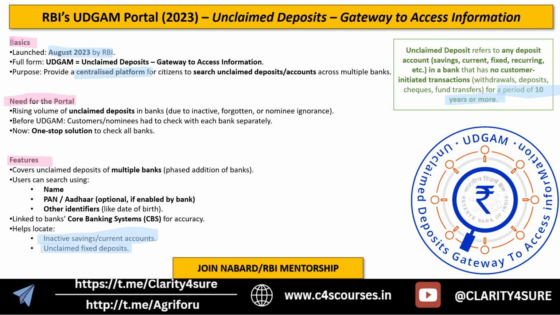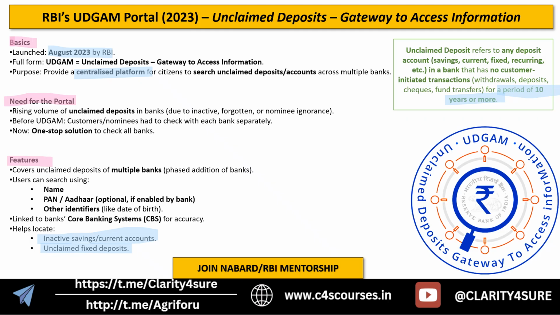See, it is very simple. Many of us, including me, would have some dormant accounts which we are not using for any purpose. So to get data related to those unclaimed deposits or accounts, this UDGAM portal was launched by RBI in the year 2023. What was the need for this portal? Because we all know there is a rising volume of unclaimed deposits in banks due to inactive accounts, forgotten accounts or nominee ignorance. Before UDGAM, what was the process?